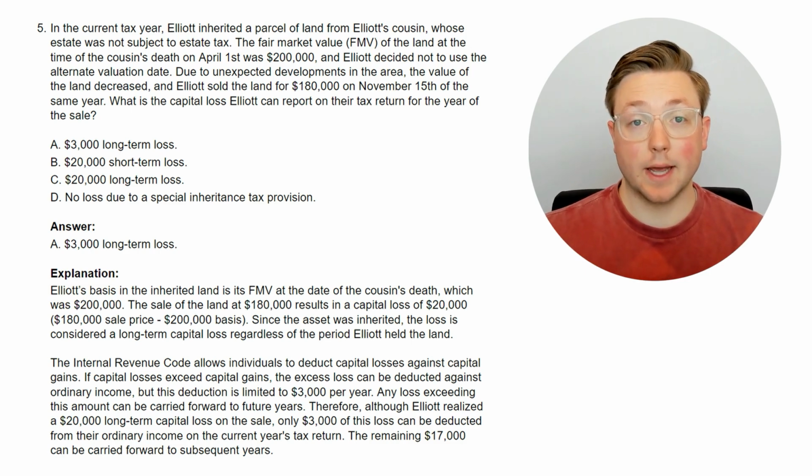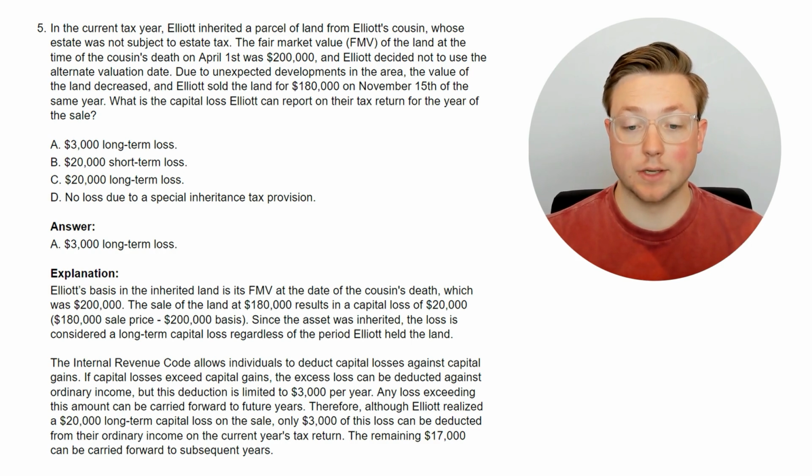Although, if there's gain to net the loss against, you need to do that before you consider the ordinary income limit. But again, if it turns out that there's enough of a loss that you can put it towards the ordinary income, only $3,000 of that can be taken, and the remaining loss has to be carried forward to future years. All right, those are the 5 questions.